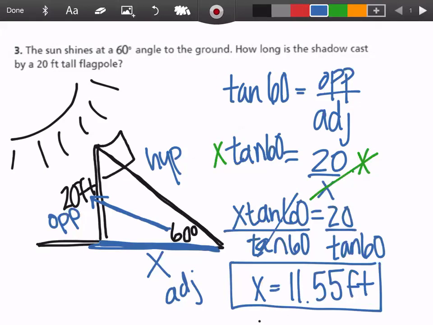So I hope that helped clarify any issues we were having with this. A lot of what I saw was we actually thought that X was the opposite side. And so then that messed up our whole entire trig ratio. So I hope that helped solving this problem. And now we know a little bit more about finding the missing side length.